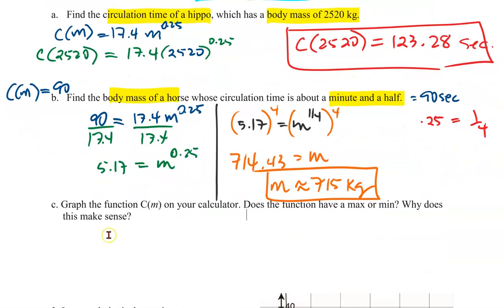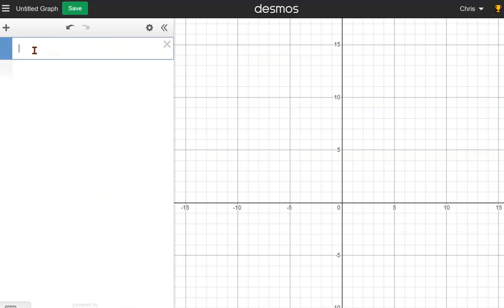Okay, then now letter C, graph the function c of m on your calculator. We're going to use decimals here and answer the question: does the function have a maximum or a minimum, and why does this make sense? So let's type the function here. C of m is equal to 17.4 m to the power of 0.25.